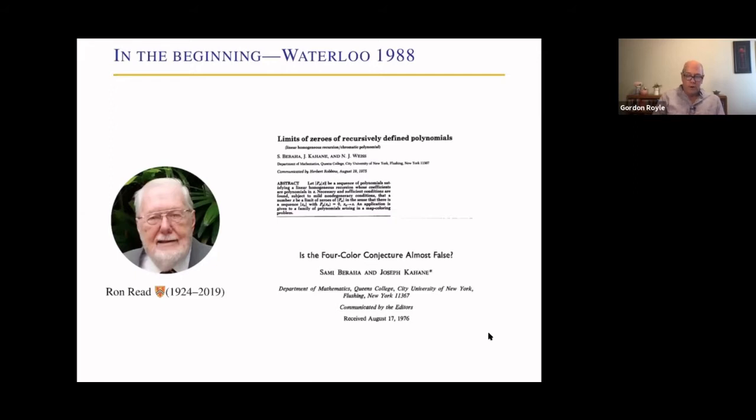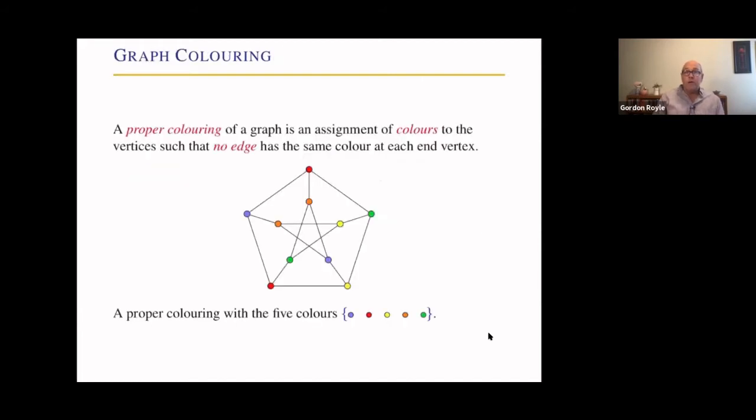Okay, so with this audience, I don't really need to give much of an introduction as to what graphs and graph colorings are, but just to remind you, a graph coloring is just an assignment of colors to the vertices where no edge has the same color at each end vertex. So there's a coloring of the Petersen graph. That is a proper coloring because any edge has two different colors at its ends.